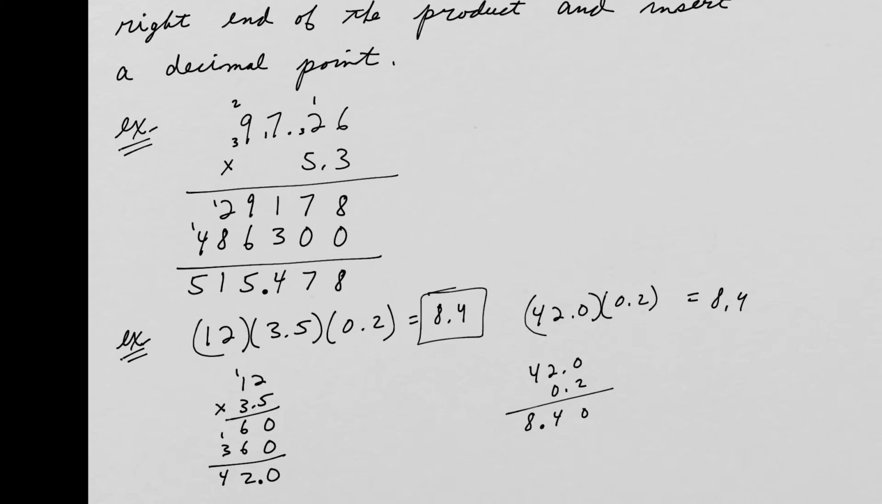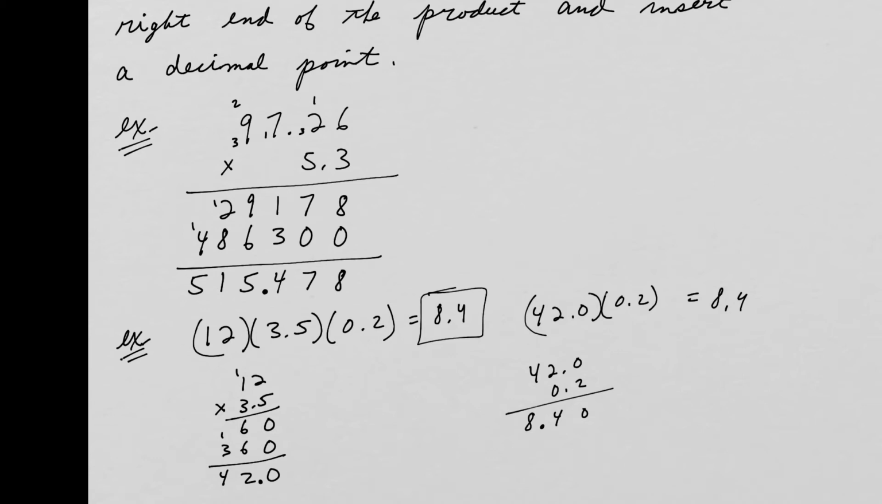All right, so really that's all you need to do. You need to multiply the numbers as if they're whole numbers, count the total number of decimal places in the factors, and then start at the right-hand side of the answer of the product and move left that many decimal places.